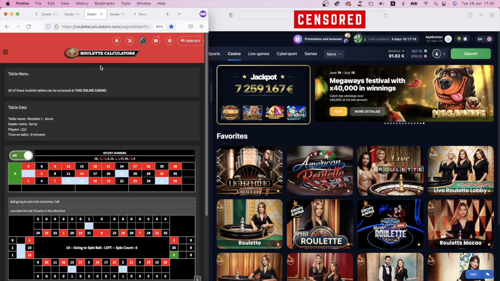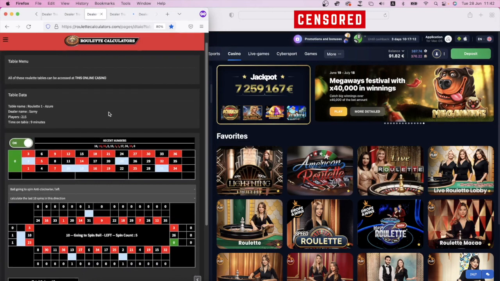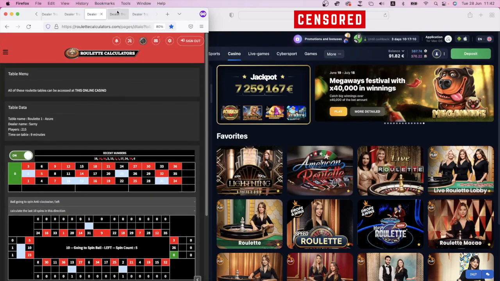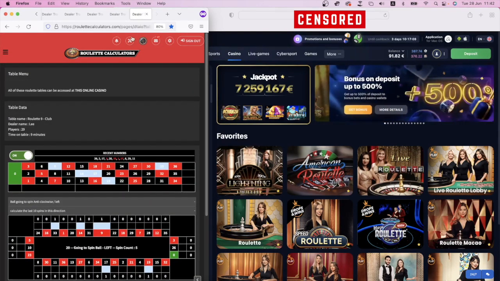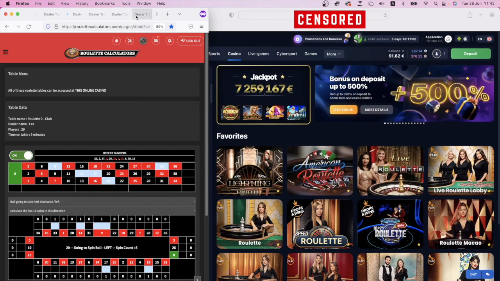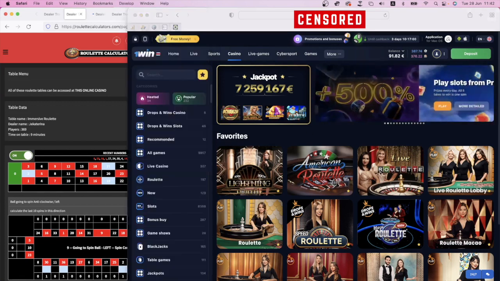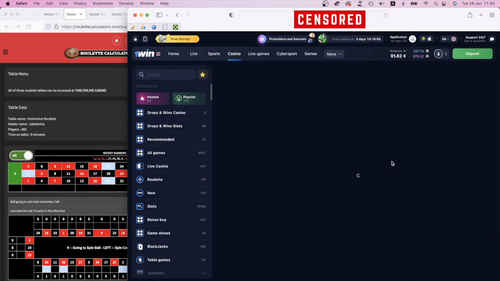And this is essentially what I do. I just have a whole bunch of tables tracked, and then I try and pick the best one out of the bunch. And that's kind of how I work it. Now I set up the dealer tracker to go. I'm going to check this one out. Immersive Roulette does seem to be doing okay. That's an Evolution table, so I'm going to open the Evolution lobby.